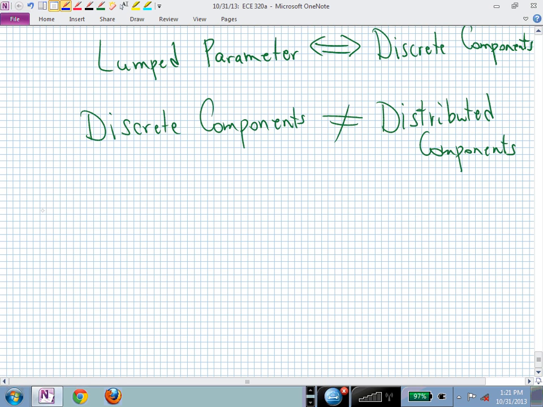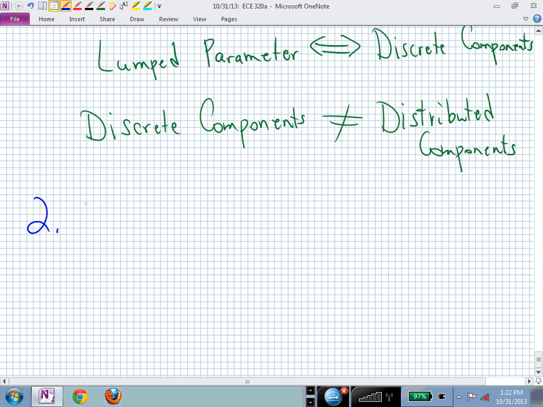Number 2. But we now know what? If we have oatmeal, we can play with ratios of polynomials in s. That's what we said, right? So we have a polynomial in the numerator and we have a polynomial in the denominator if we have lumped parameter circuits.